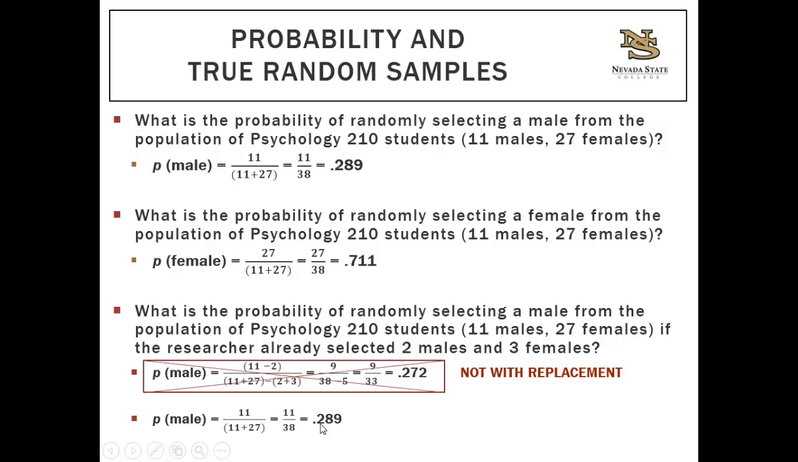So you would literally just say, okay, I'm going to ignore this bit of information because they're already back in my population, and stick with 11 out of 38, 0.289. So I hope that example shows you how a random sample is important and how if you see the word random sample, assume that replacement is part of it.